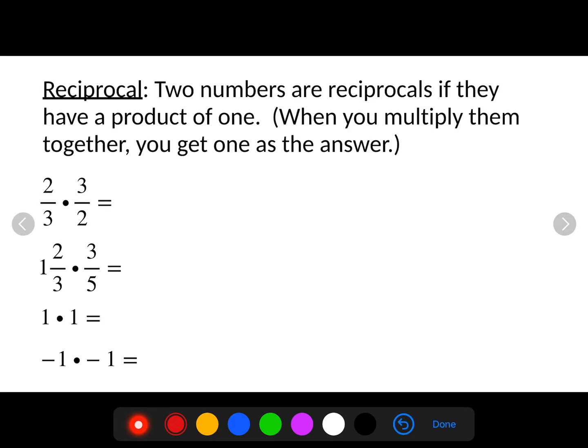Reciprocal. Two numbers are reciprocals if they have a product of 1. In other words, when you multiply them together, you get 1 as the answer. 2/3 times 3/2 should be reciprocals. Let's see if they are. Let's do some cross-canceling.